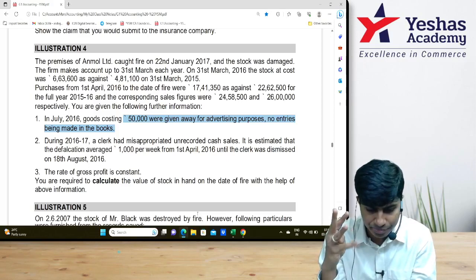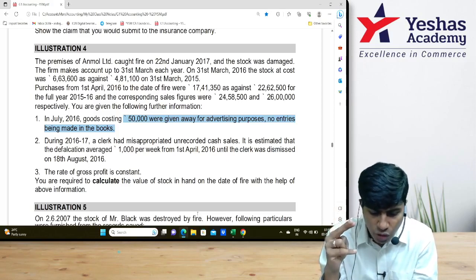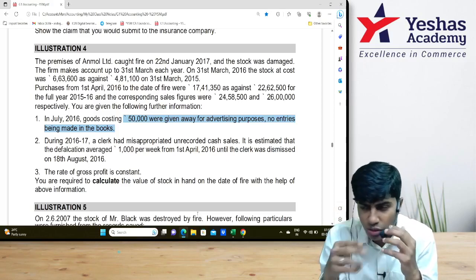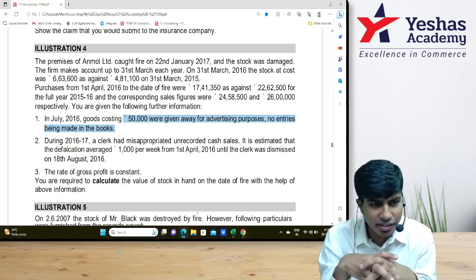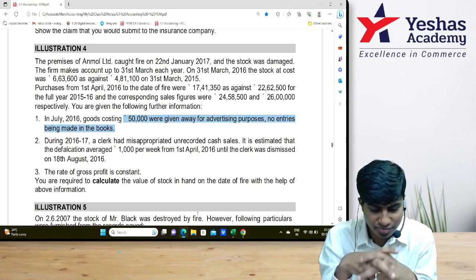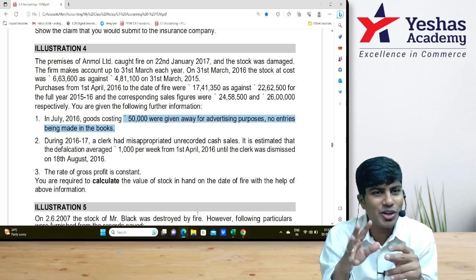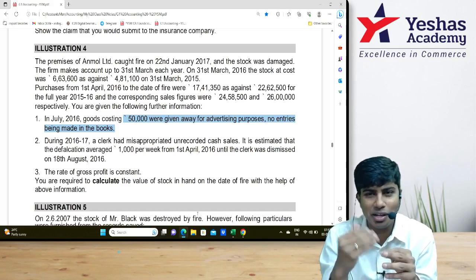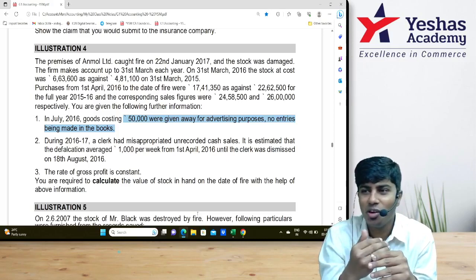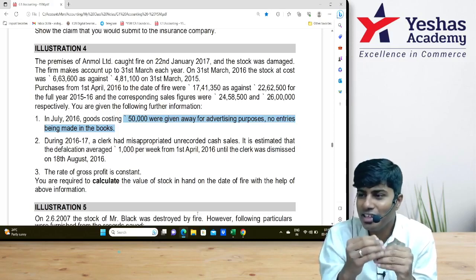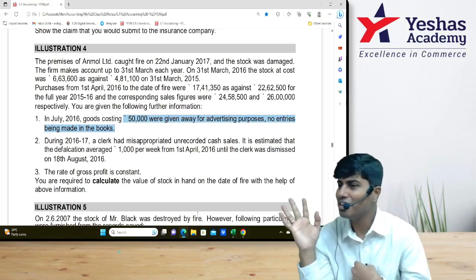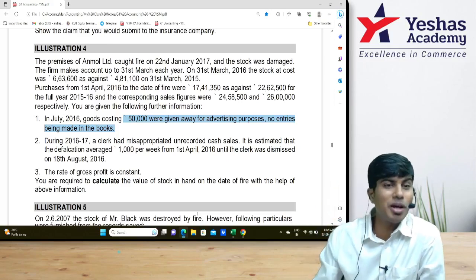In 2016-17, the current year, that 24 lakh 58,500 is there. To that we should add how much? It is estimated that the clerk averaged 1,000 per week. It's not like a one-time robbery. Every week he is taking pocket money, 1,000 rupees. It doesn't record the sale entry, and it doesn't record the cash receipt. So 1,000 rupees per week.